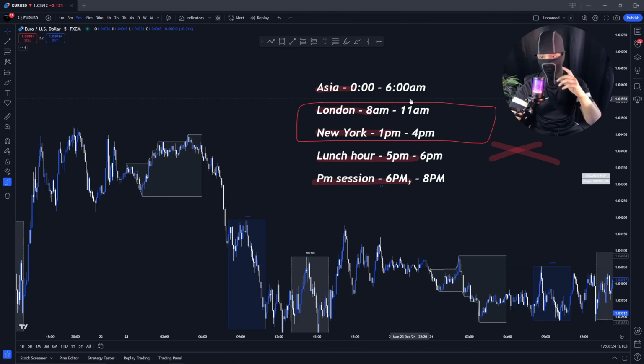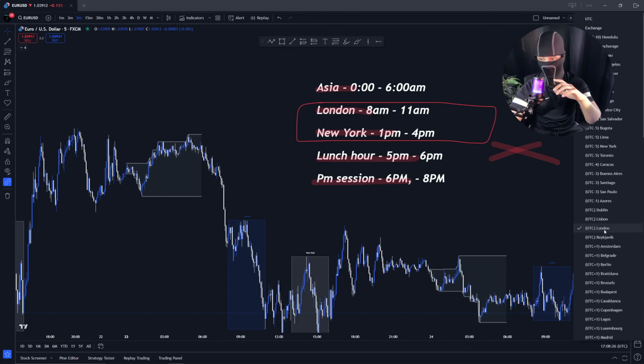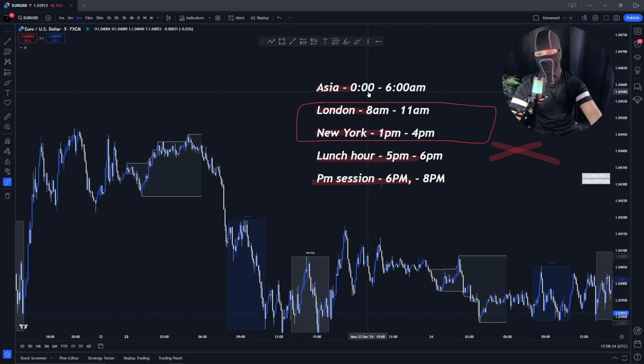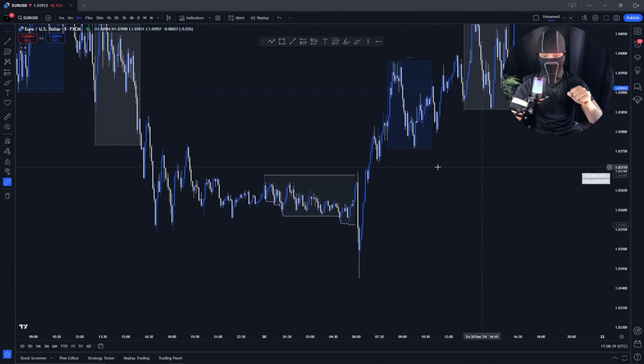Also, I forgot to mention that these are all UK time windows, so you want to go over here and make sure that you're on the London session. If you do change it to yours, then of course adapt to these times. But ideally, this is when you want to be trading the markets. Now, for EURUSD and GBPUSD, the reason why Asia is so dead is because it's during Asia, right?